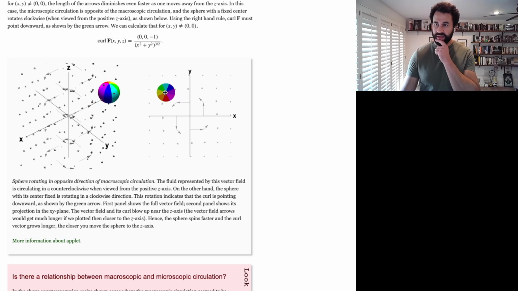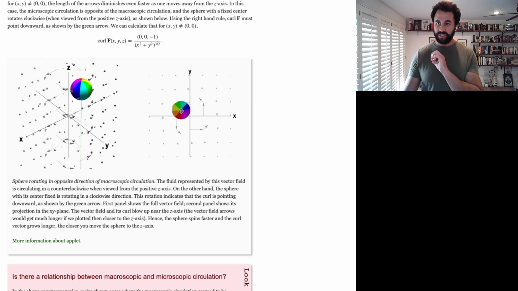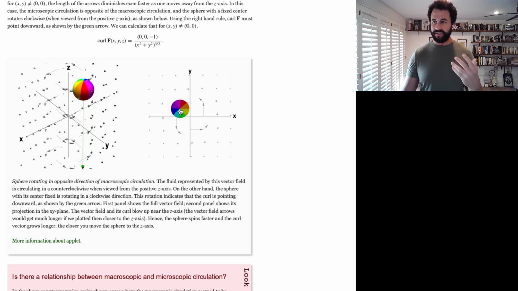So as I move away, the length of that vector gets smaller, because curl is a vector and the curl is shrinking in size as I move away. But then as I move closer to the origin, the arrow grows in size because the curl is growing very rapid in magnitude, or very large in magnitude. The spin is getting faster and faster.